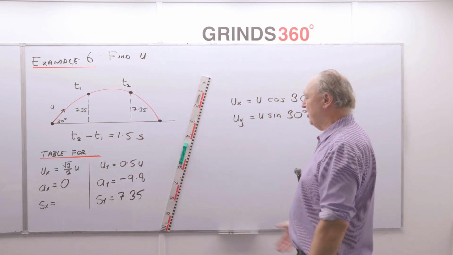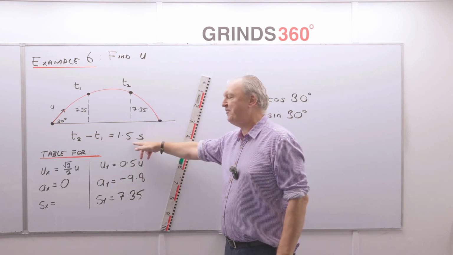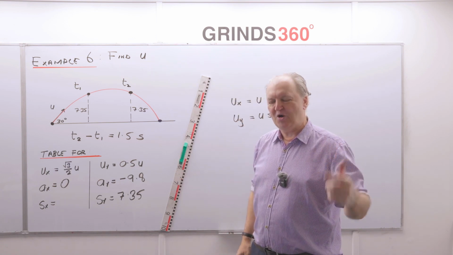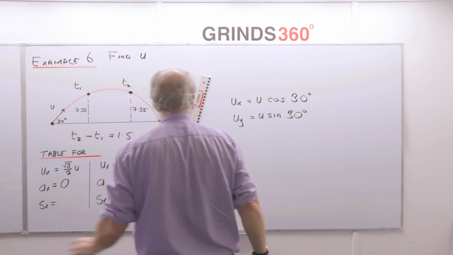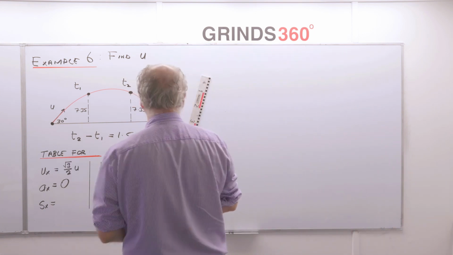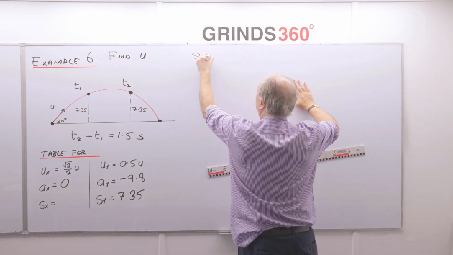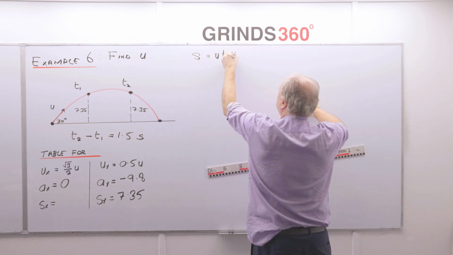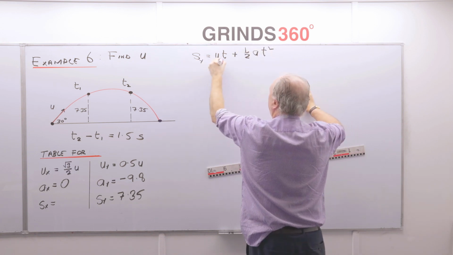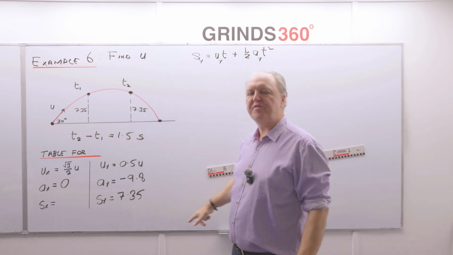So I'm going to start here. Now, I don't know u, but I do know the difference in the two times is 1.5 seconds. So I'll talk through it as I go through the question. I'll talk about my strategy. But I'm going to write down my main formula, which is S is equal to ut plus a half at squared. And I'm going to apply that in the y direction. All the y's. So what's Sy? 7.35.